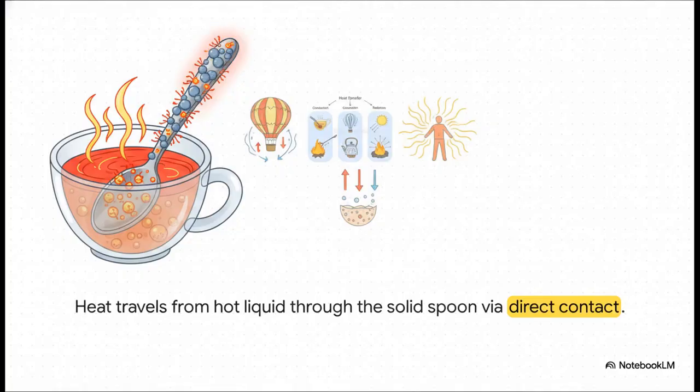Just picture this spoon sitting in a hot cup of tea. The super fast-moving molecules in the tea are slamming into the tip of the spoon, transferring their kinetic energy. Then that energy gets passed up the solid metal, molecule by molecule by molecule, until the handle you're holding gets hot. That right there is pure conduction.